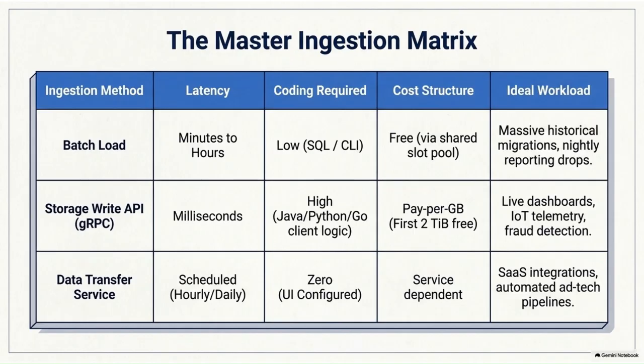Now I'm very close to the end of this presentation, where I would like to differentiate between the three ways of loading. I have created a matrix for you, which is a 4 by 3 matrix, wherein on the column side, you see the major differences, which are latency, coding required, cost structure, ideal workload, and the three approaches.